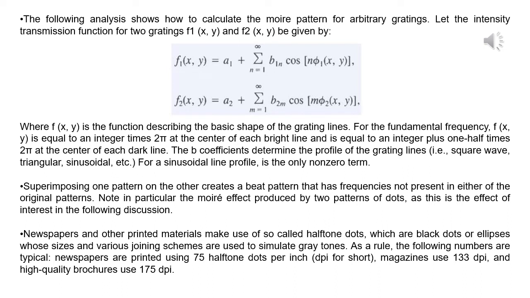As a rule, the following numbers are typical. For example, newspapers are printed using 75 half-tone dots per inch, magazines use 133 dpi, and high-quality brochures use 175 dpi. We see this in many places because of this two pattern of dots effect.